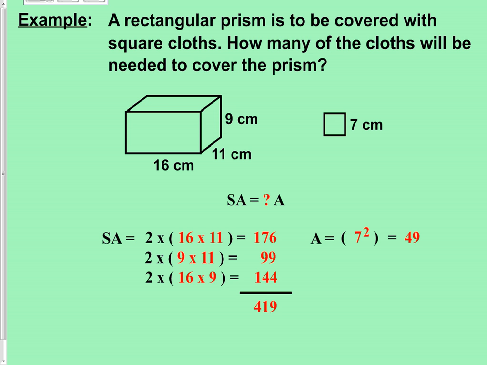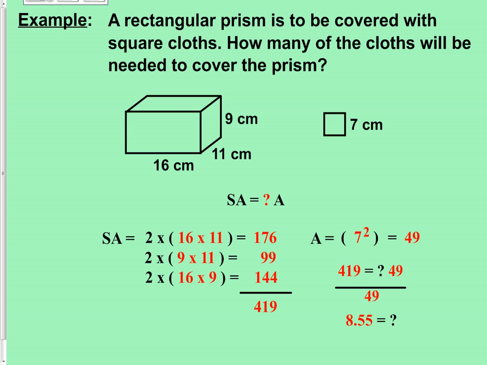Now that we know the individual areas, we can plug back into our original formula. Surface area equals how many areas? We have those numbers now. 419 equals how many 49s? Obviously we've got a little division problem there. So we're going to take 419 and divide it by 49, and the result has a decimal point. 8.55 is the how many.